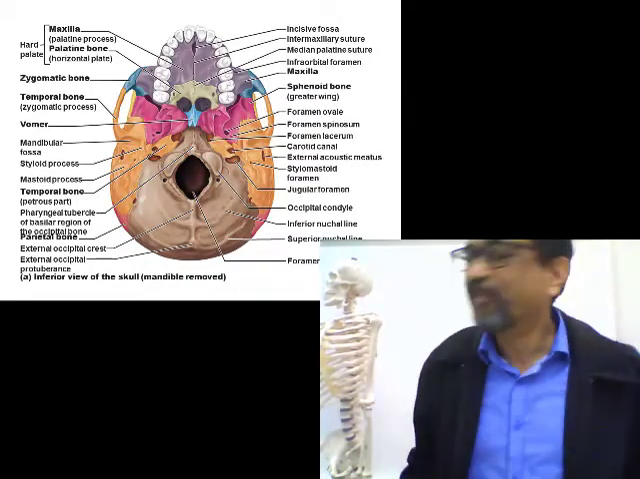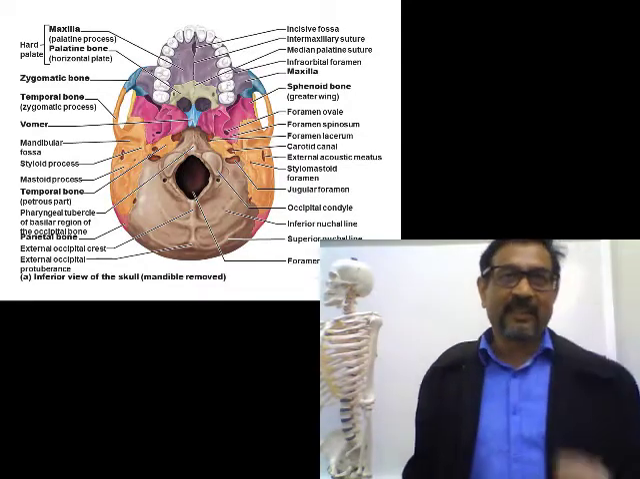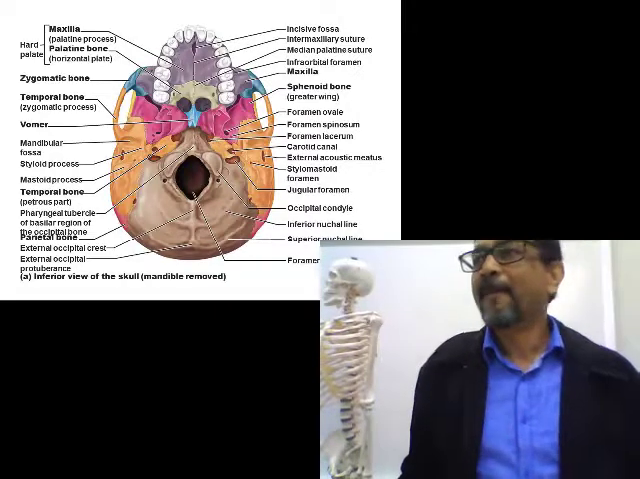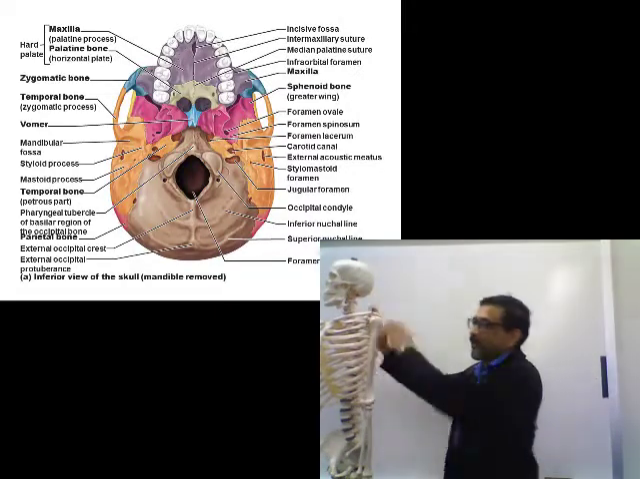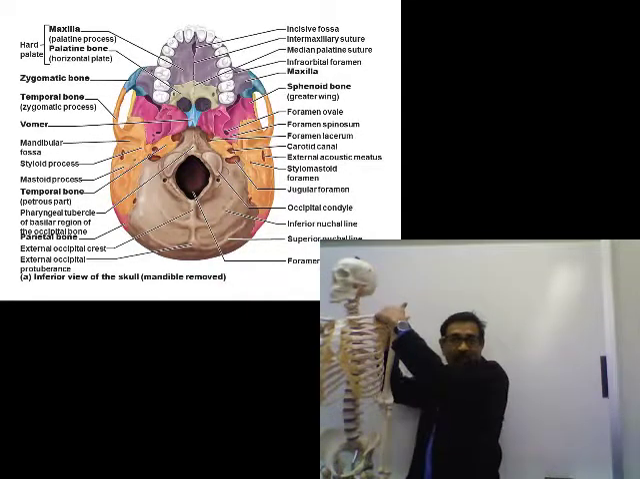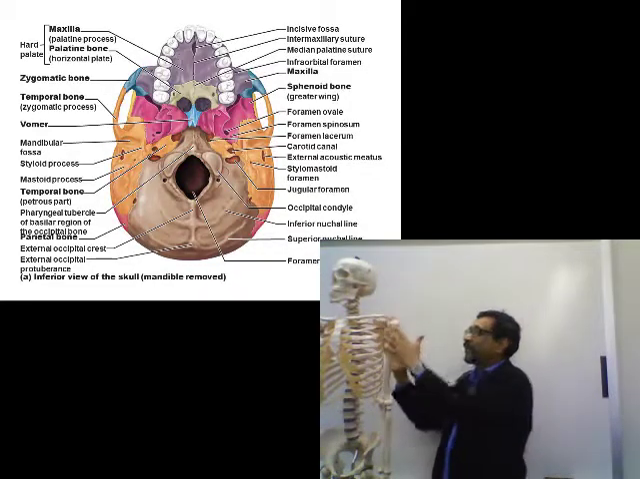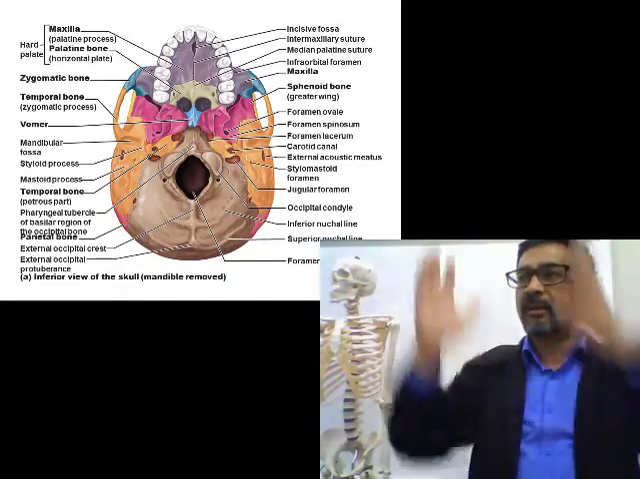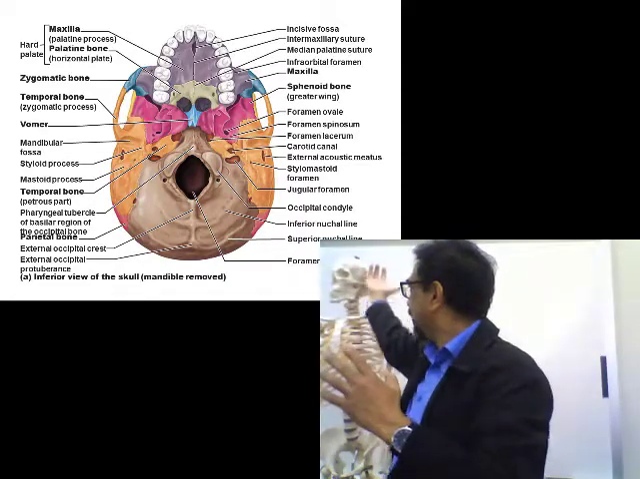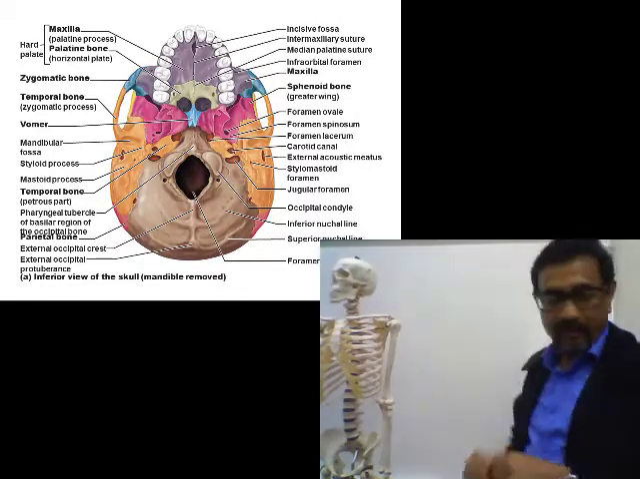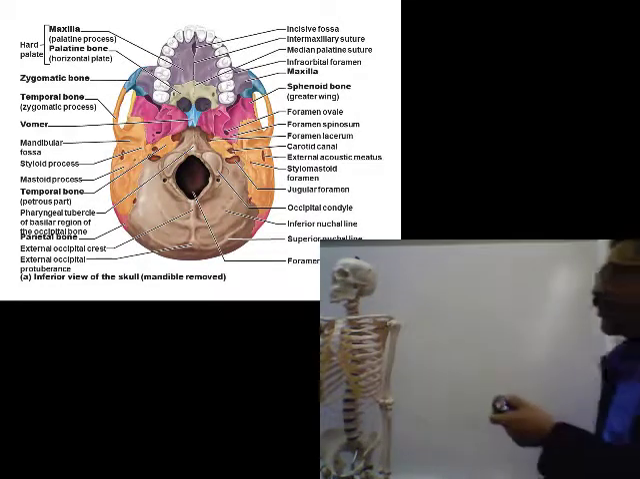Why are there many openings or holes or foramen there? The reason is, you know, that many blood vessels, right, enter into the brain and nerves come out, right, from the brain. So those are mostly for the nerves and the blood vessels. Arteries, veins go to the brain, right? So they pass through those foramens or holes.